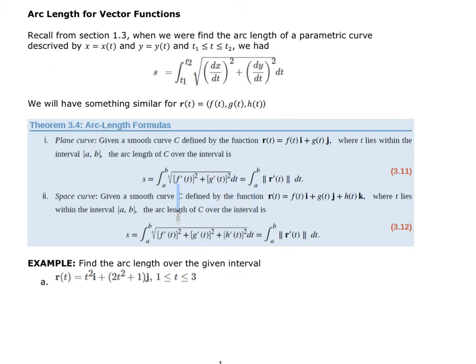So if I have only the i and j component, then it's going to be the integral from a to b of the square root of the derivative of my i component squared plus the derivative of my g component, or my j component, I should say, squared, which is the modulus of the derivative of my vector-valued function. If we're in 3 space, then we just extend it out to 3 space. So let's take a look at our first example. We're going to find the arc length over this given interval.